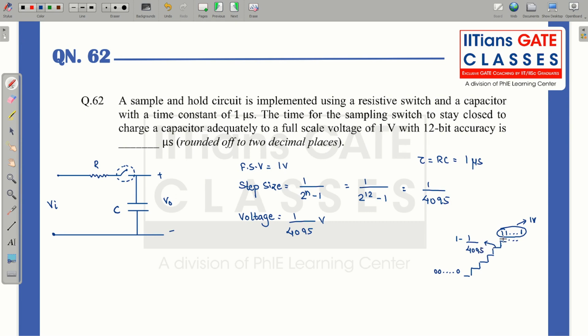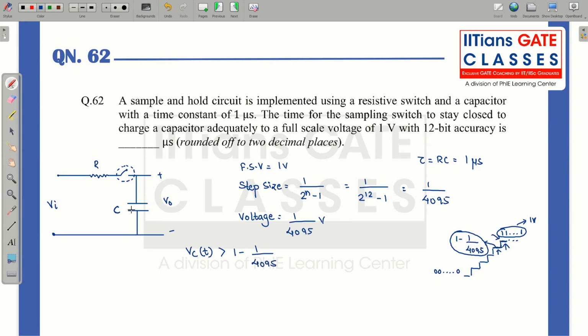That means from here to here your capacitor voltage should be greater than this value, so that it can differentiate between this step and this step. If my voltage is greater than this one, then immediately it will consider this step, and if it is less, it will take the other. So the minimum voltage for the last step to be determined is that the capacitor voltage should be greater than 1 minus 1 divided by 4095.